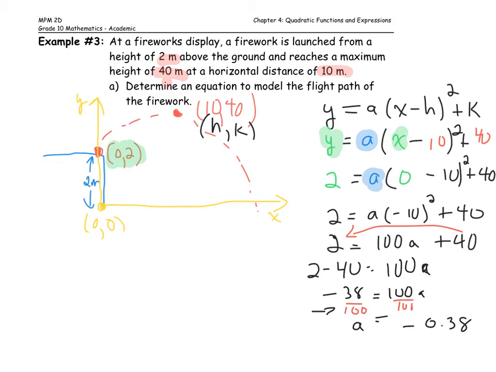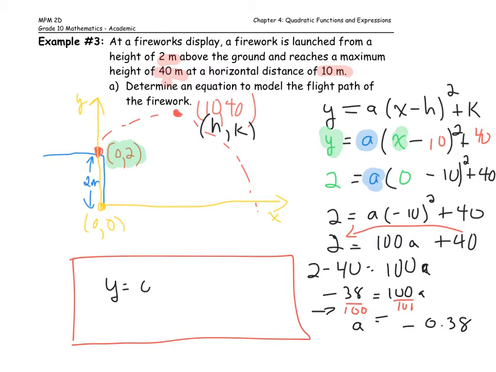So finishing this off, I'm going to create a nice box for my response, just to clarify it. The equation of my parabola is going to be y equals negative 0.38 times x minus 10 all squared plus 40. And so there I've tackled that. There are 2 other parts to this question that we're going to take a look at.